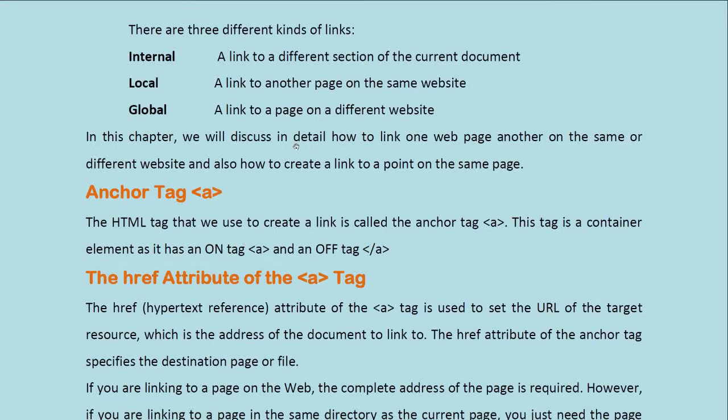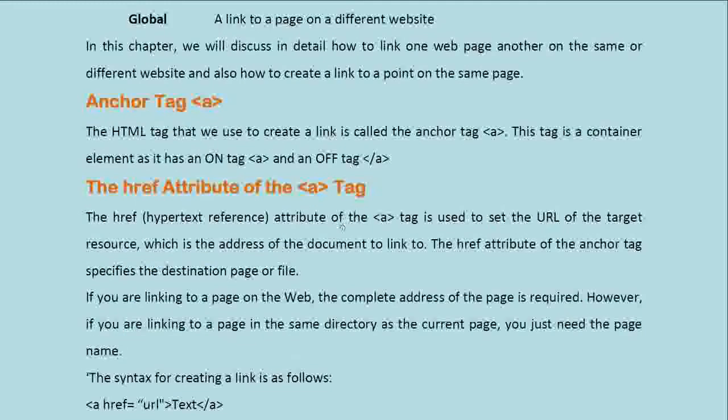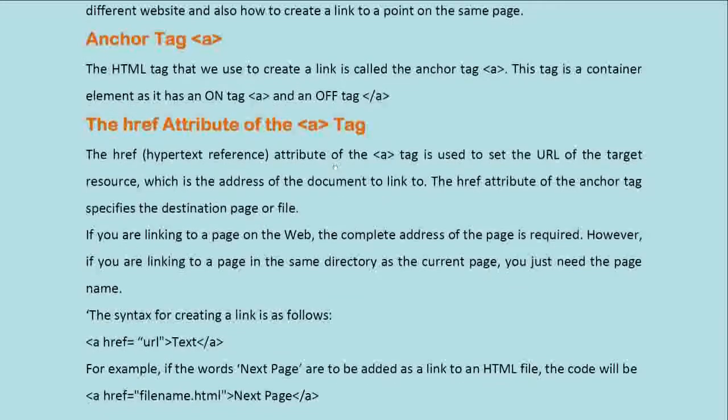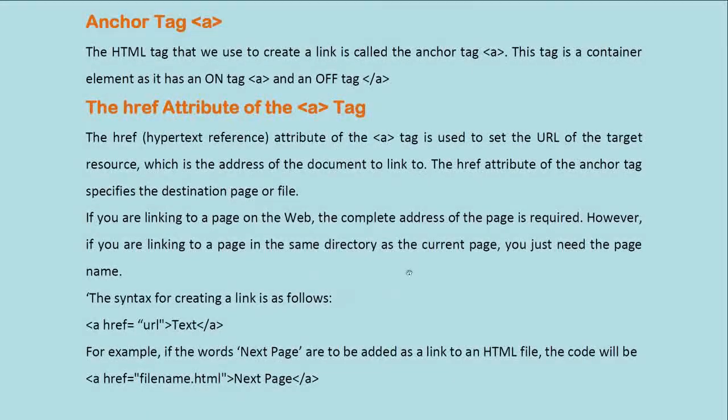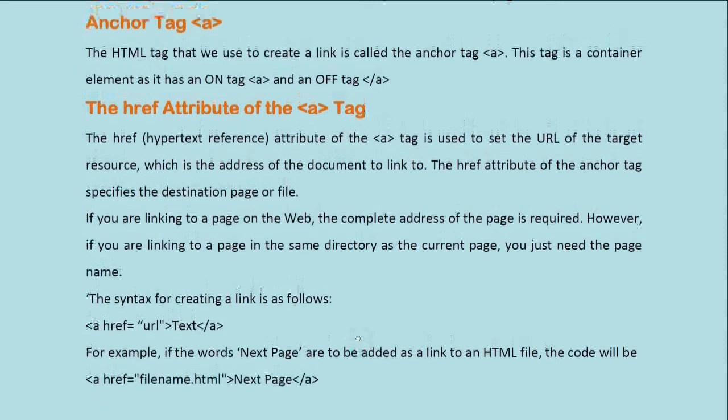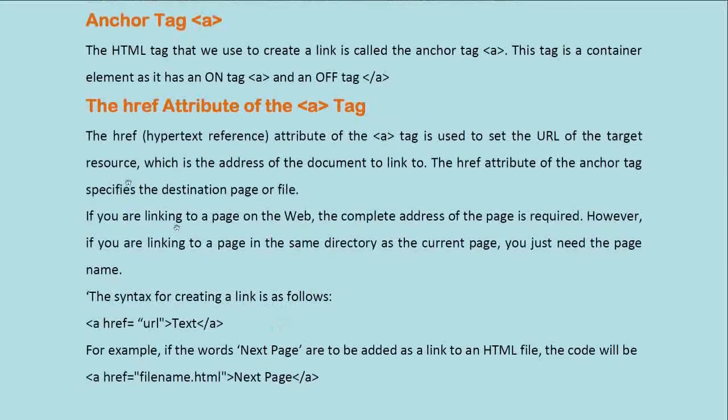Now, to create the link, what elements or tags are required? For that we need the anchor tag, which is enclosed with angle brackets. The HTML tag that we use to create a link is called the anchor tag. This tag is a container element as it has an on tag a and an off tag a.